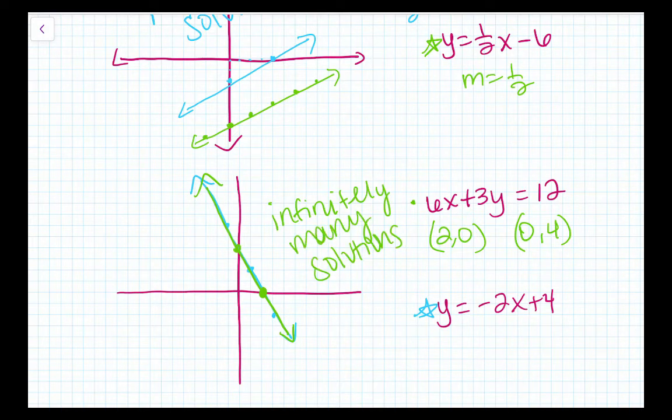So you'll notice that these equations didn't look the same from the start, but it turns out that they do represent the exact same line, and that's why there are infinitely many solutions. So that's how you can solve a system by graphing.